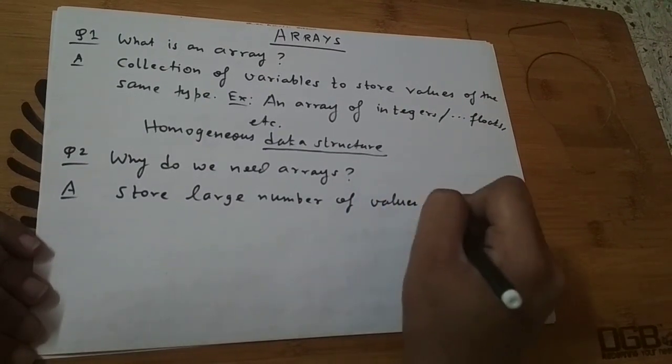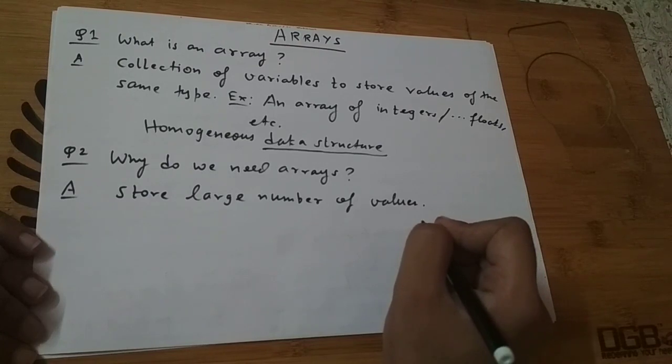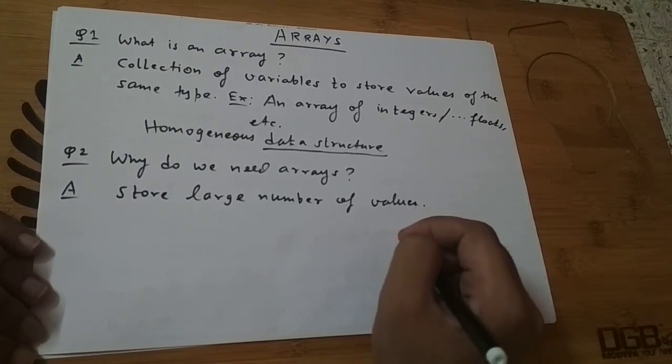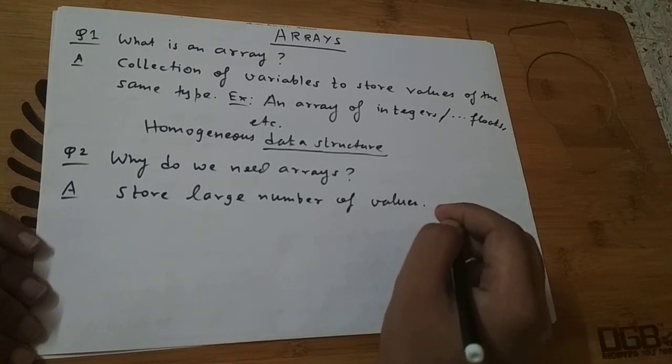Only when there is a requirement to store a large number of values, we would go for an array. See, we have seen variables, right? A variable will allow us to store only one value at a time. But if we want to store a large number of values all at the same place and all the values happen to be of the same type, then arrays are the right choice.